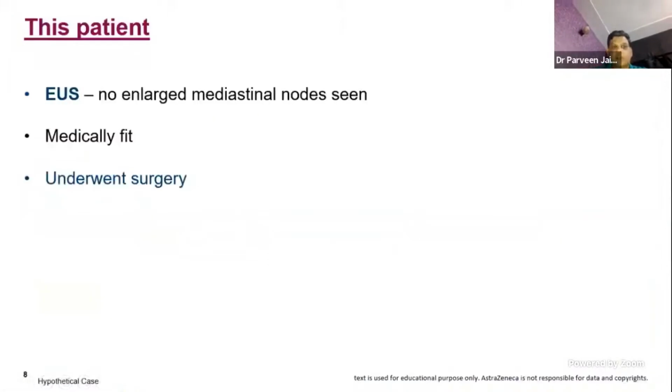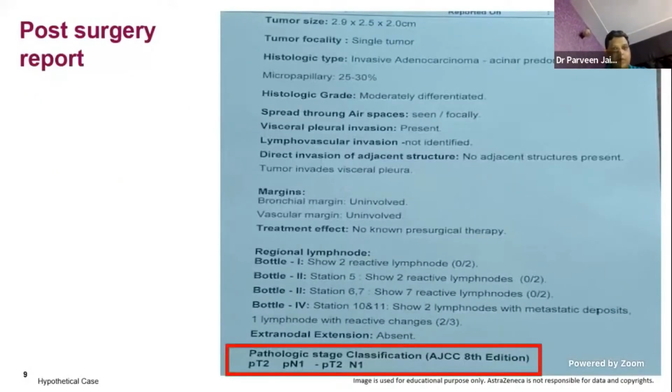So in this patient, US showed no enlarged mediastinal lymph nodes, medically fit, the patient underwent surgery. So this was the histopathology report. Final staging was PT2N1, which turns out to be stage 2. And Priyanshu, what do you think, why have they reported it as N1? Is it an adequate lymph nodal dissection which has been done for this patient?